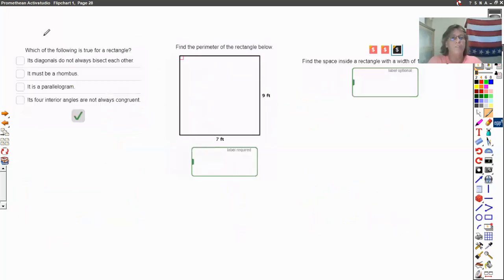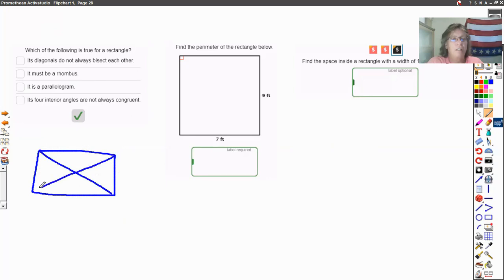So the first one, they just want to know which of the following is true for a rectangle. So the diagonals do not always bisect each other. Well, I'm not sure if that's true. I could draw a rectangle right here, and if I draw diagonals, I think they're always going to intersect. So I think we can get rid of that one. It must be a rhombus. It is a parallelogram. Its four interior angles are not always congruent, and that's not true.